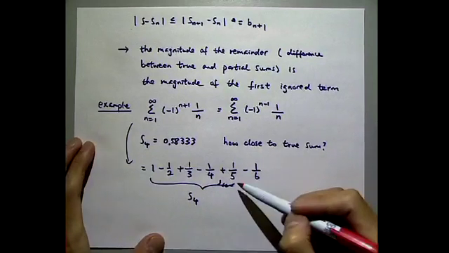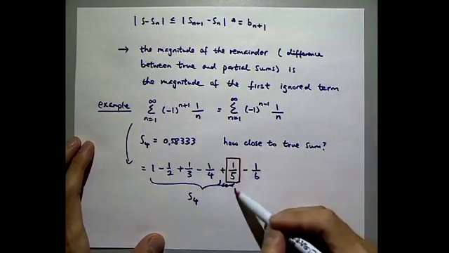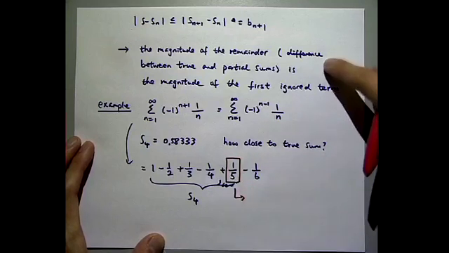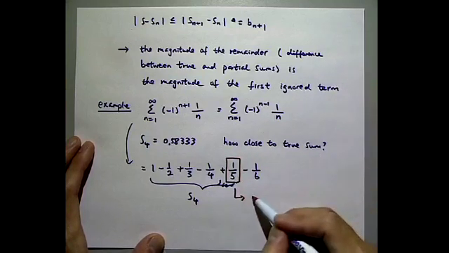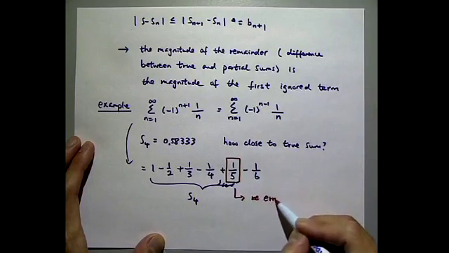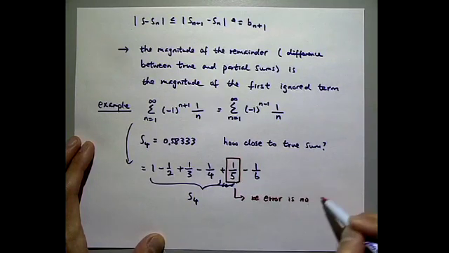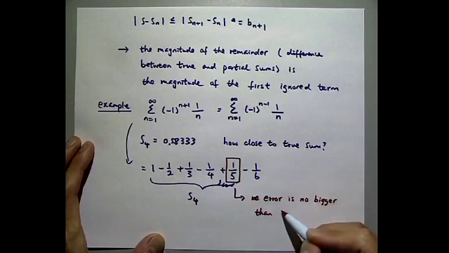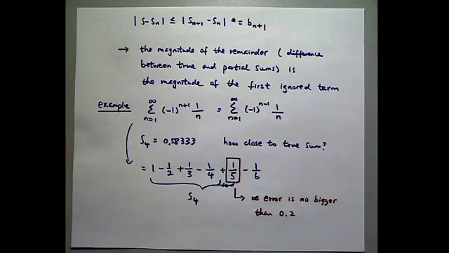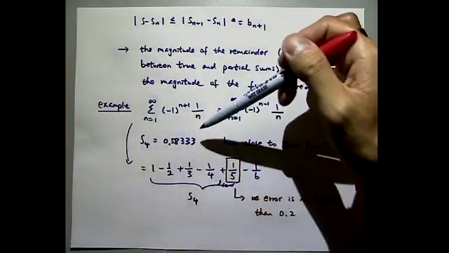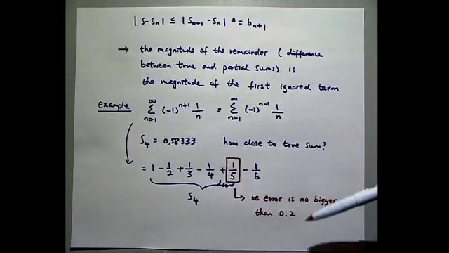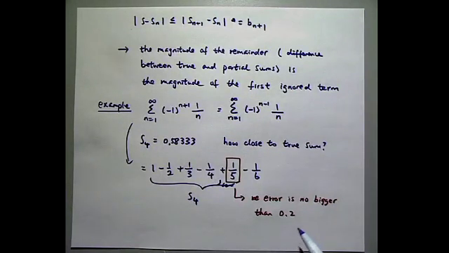This next term here tells me how big the remainder is. So that means my fourth partial sum is off by no more than 0.2. Probably less, but no more. That's the absolute maximum error I could have made.